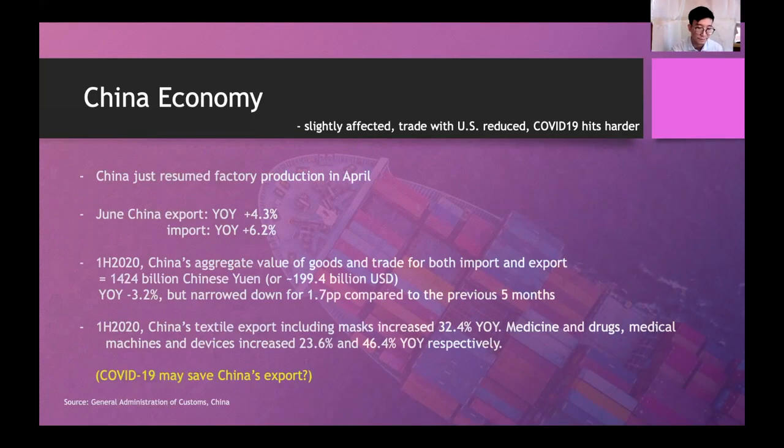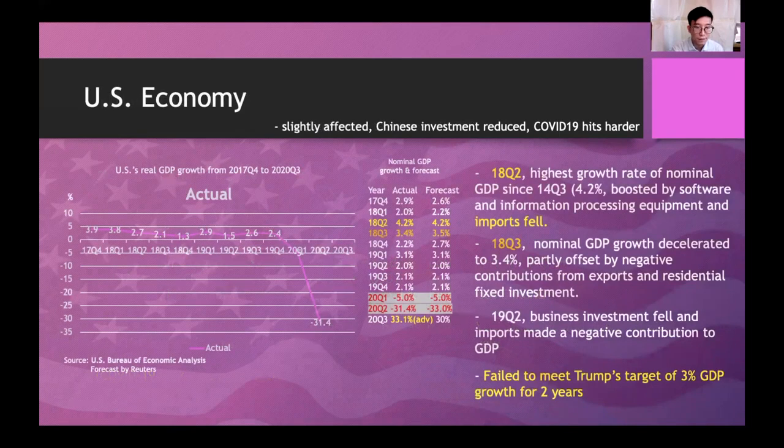as the pandemic is still ongoing. Continue with the look at the US economy. 18 Q2 is the highest growth rate in US nominal GDP, with a very good outlook. Since then, the US GDP has been gradually decelerating. Investment and imports, especially from China, hindered the growth of GDP in 19 and it failed to meet President Trump's 3% growth target at last.